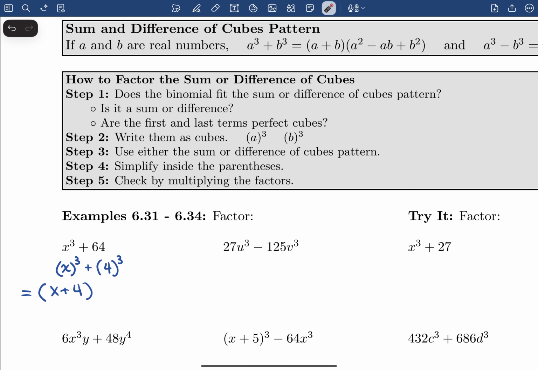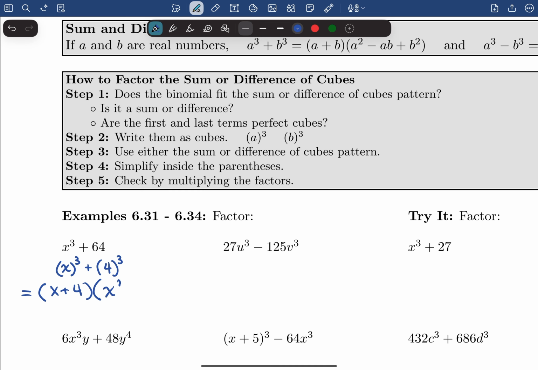Now let's go back right here. So I'm using this sum of cubes pattern, x cubed plus 4 cubed. It equals x plus 4 times x squared. Okay, so the first thing squared, minus these two things, x times 4, right? So we're multiplying these two things together. That's x times 4, and we put it right there. That's 4x.